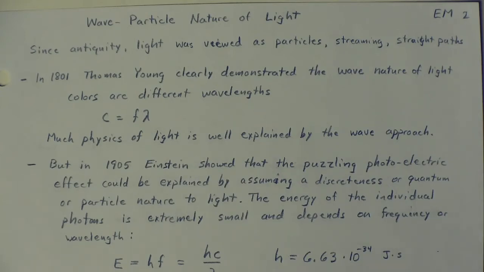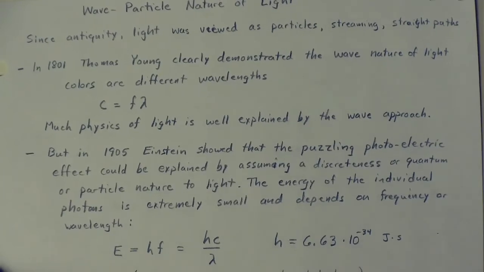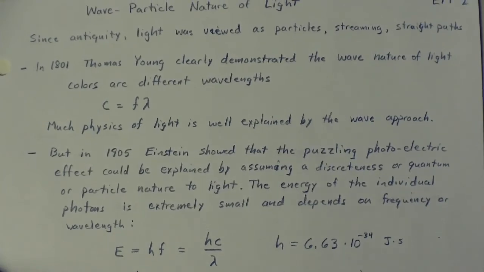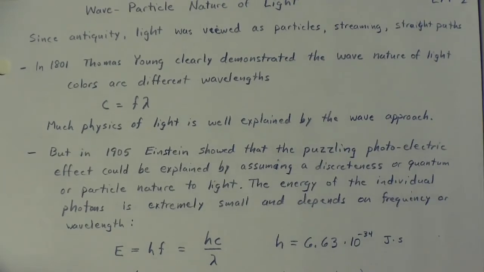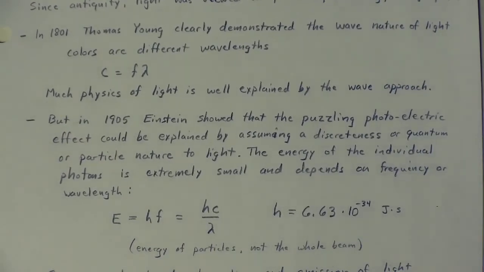And so it was Einstein who explained it all by assuming that light, in fact, was discrete or quantum or particle, that there were particles of light, we call them photons, that they came in certain sizes, and that each individual photon carried a little bit of energy, and that was enough energy in some cases to kick an electron out of the metal. And so the minute you had some photons, they could kick electrons out.